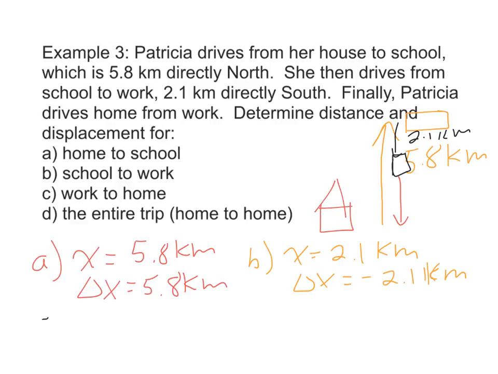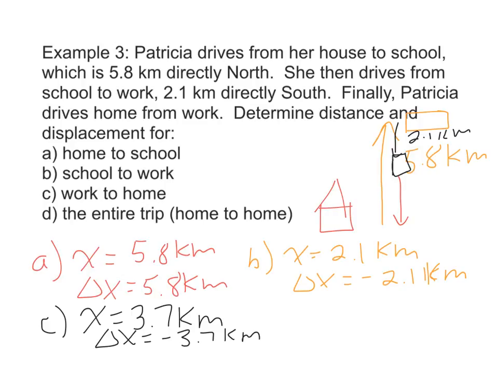Part C, work to home. So she's starting from work, which is 2.1 kilometers below where school was. So to figure out what that distance is, we have to figure out how far she is from home. 5.8 minus 2.1 would be 3.7 kilometers. This displacement is from work to home, she's traveling south, negative. So delta x is negative 3.7 kilometers.